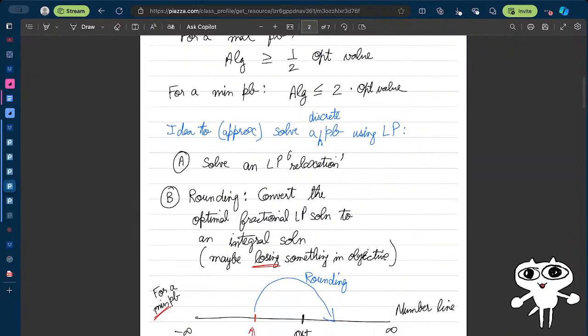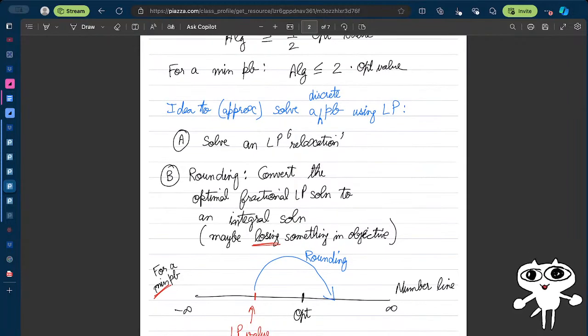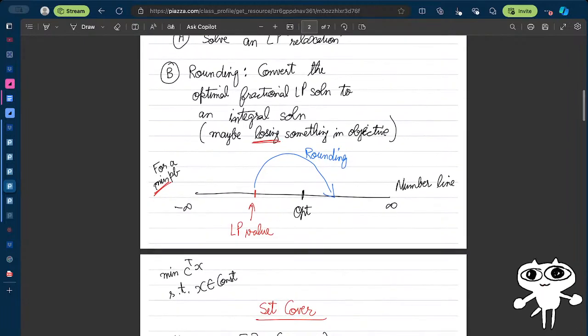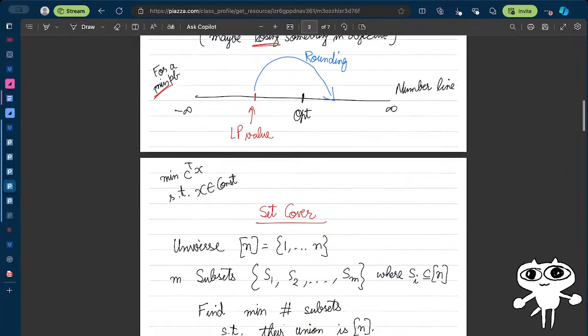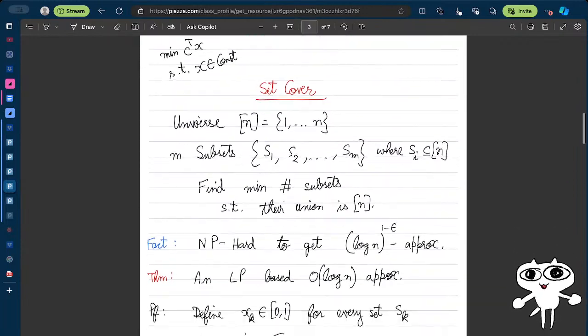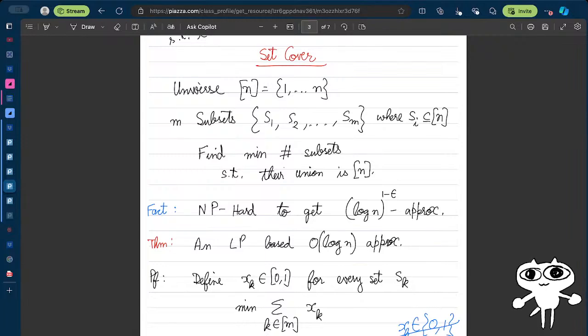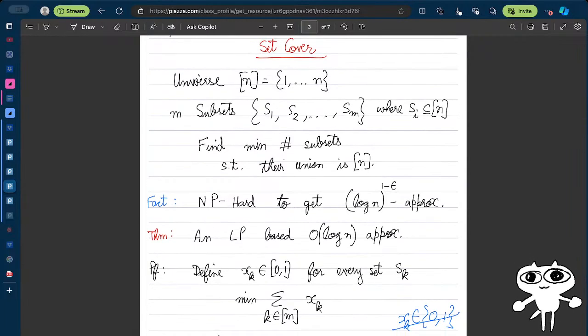Now, the idea is to approximately solve a discrete problem using LP. Solve an LP relaxation, then rounding: convert the optimal fractional LP solution to an integral solution, maybe losing something in the objective. Sure. Okay, so set cover, for example, is one problem. An LP-based log n approximation.